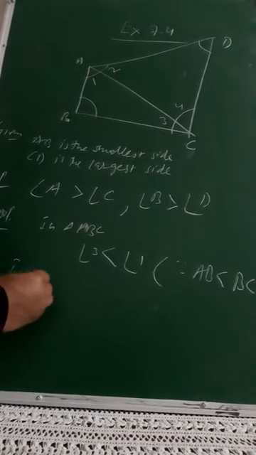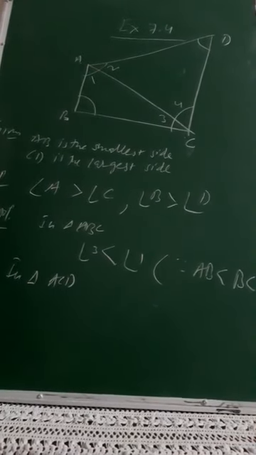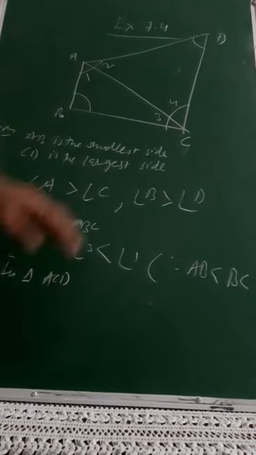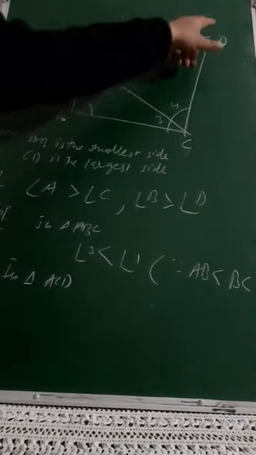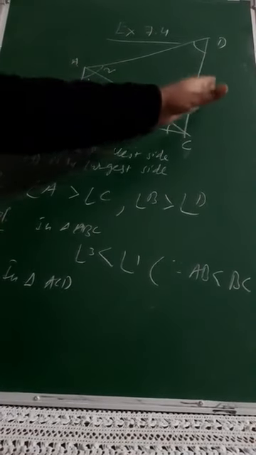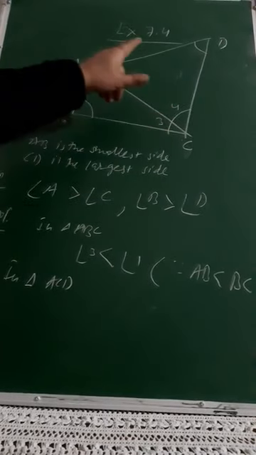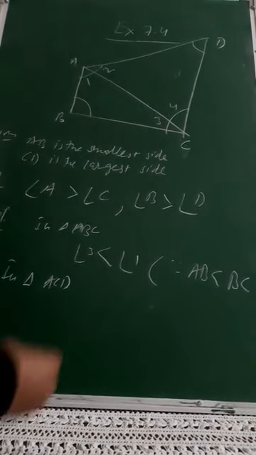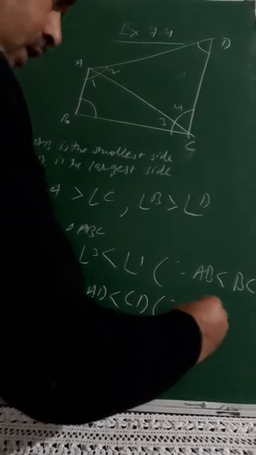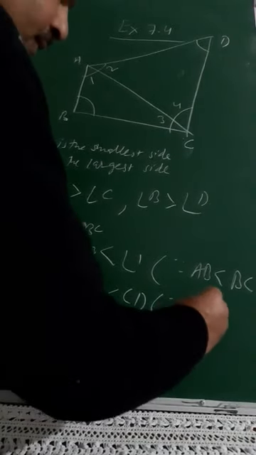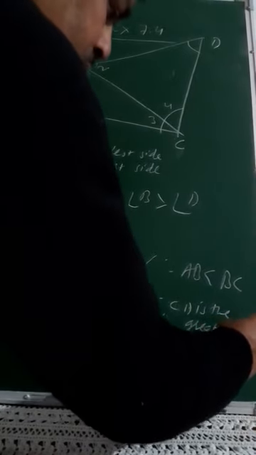Now in triangle ACD, this is your greatest side. CD is the largest side, longest side, CD is there. So angle opposite to CD is what? 2. So 2 will be greater than that of 4. And AD is less than that of CD. Why? Because CD is the greatest side. It is given to you.